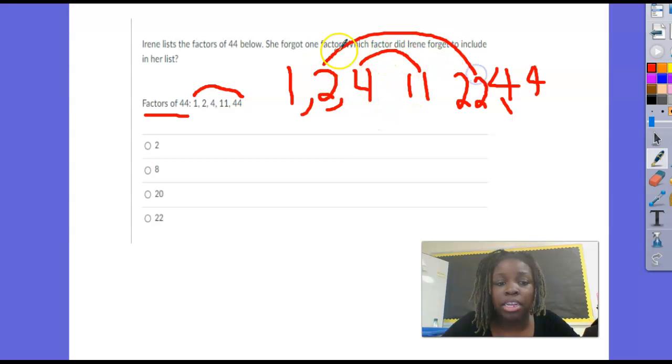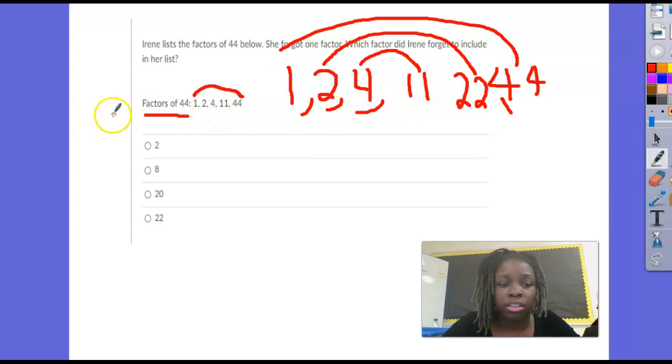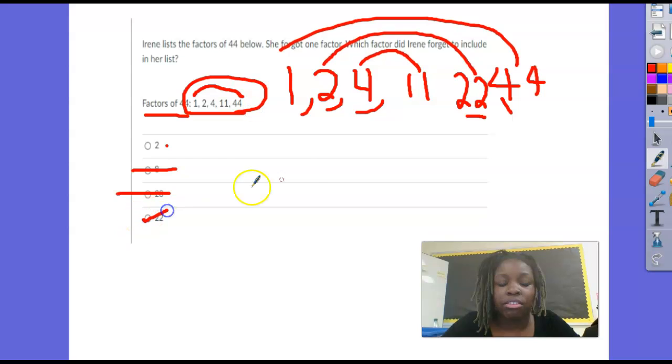And so I'm looking and I'm seeing which one did she forget to include in her list? 2, she has 2. 8 times nothing gives you 44. 20 times nothing gives you 44. But she forgot to include 22 over here, right? So my answer is D, 22. All right, see how we did our factor pairs? We did our factor rainbow. We're going to call it factor rainbow.